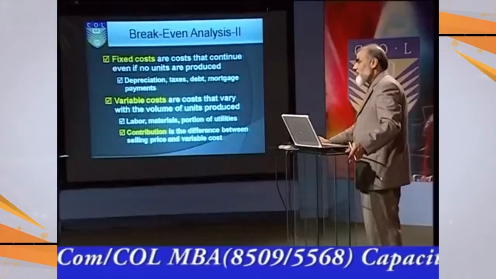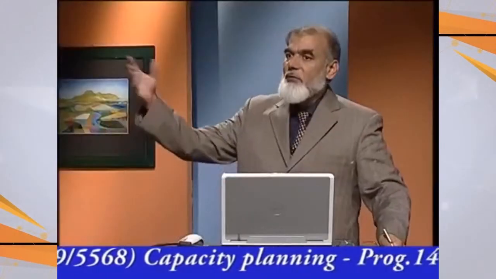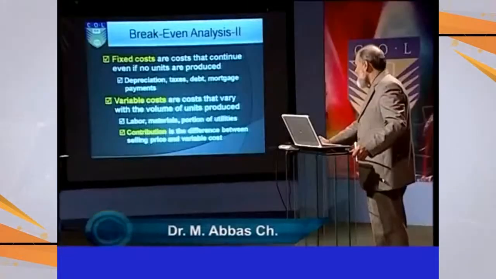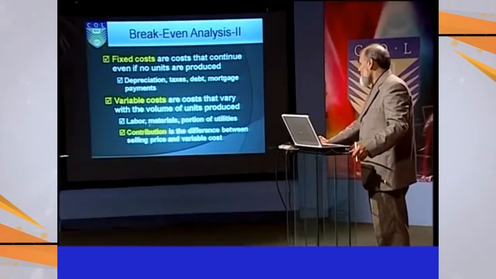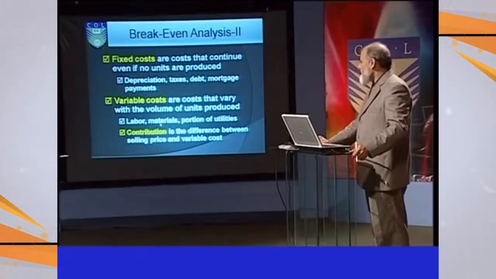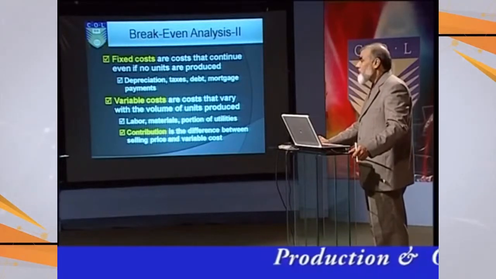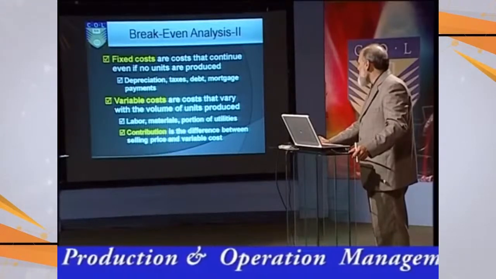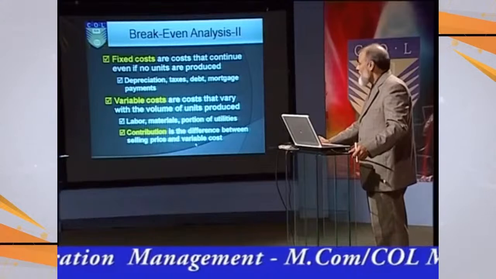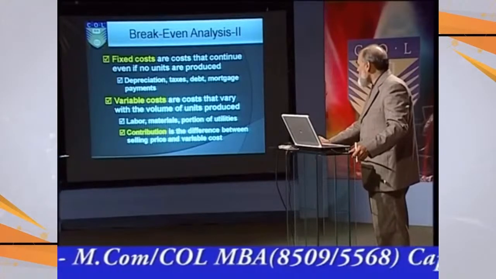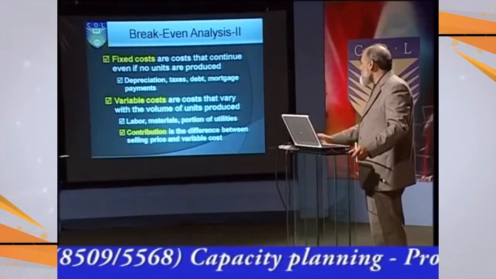You produce 10,000, variable cost will be less. You produce 20,000, 50,000, 100,000, your costs will keep on increasing because variable costs are linked with your production volume. Labor cost: if you produce 10,000, you will need less labor. If you produce 10,000, you will need less material. For 50,000, you will need more material and a portion of the utilities. Then the contribution is the difference between the selling price and variable cost. Variable cost is the cost you incur to produce a unit of output, and the difference between the selling price of that unit and this cost is what we call contribution.